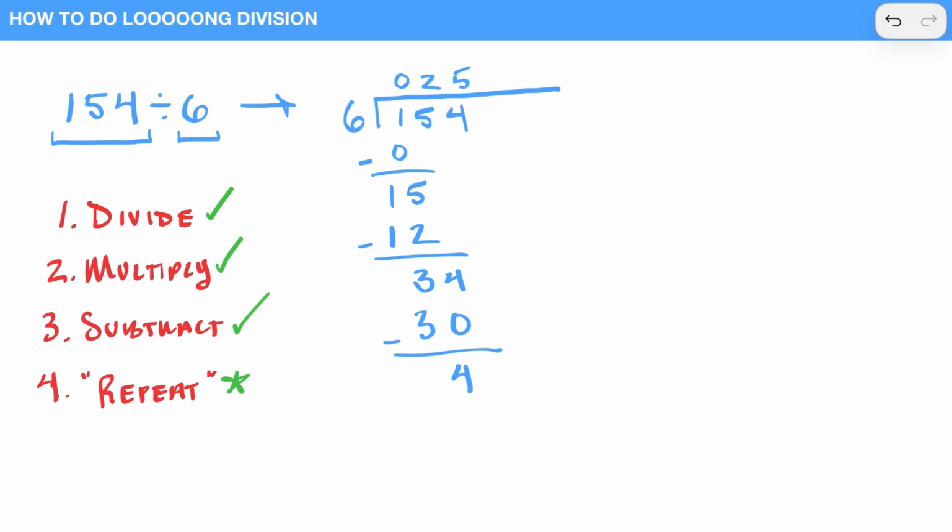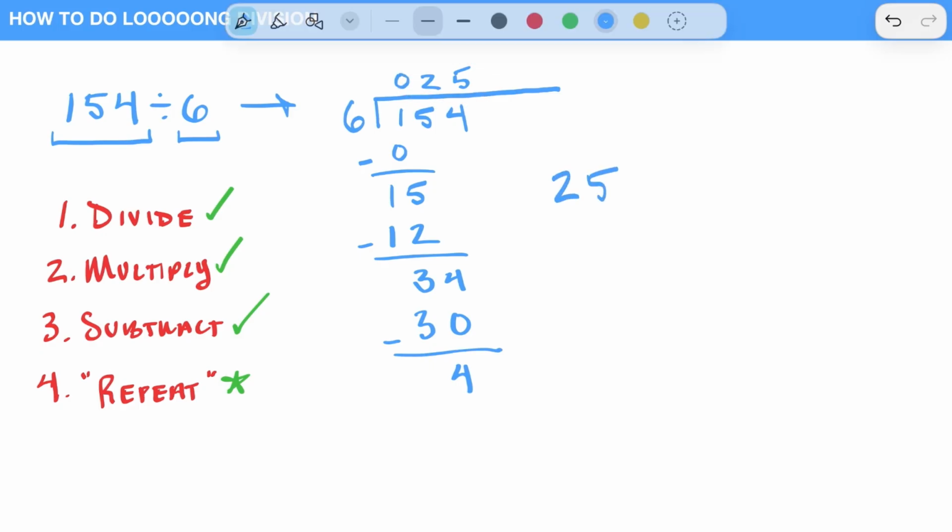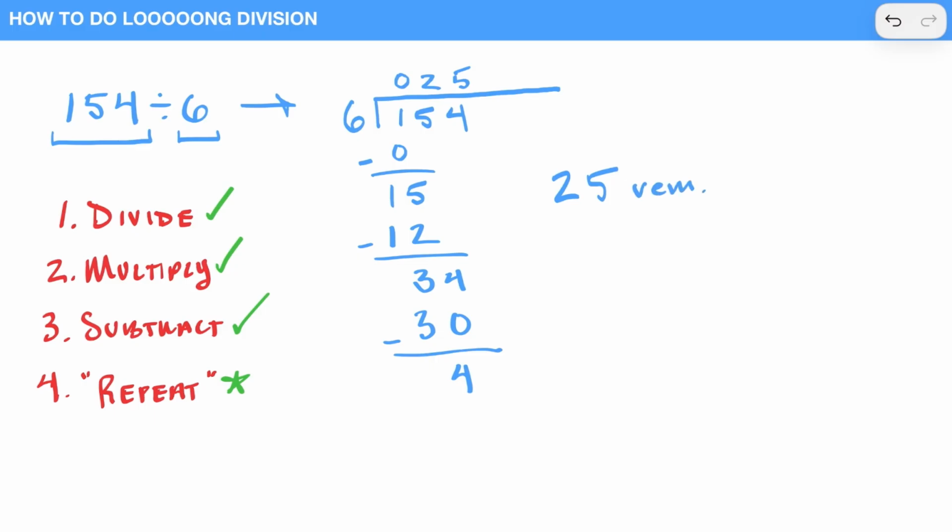And so the way we would report our answer is like this. We would say 25, that's this guy right here, remainder 4, because of this 4 right there.